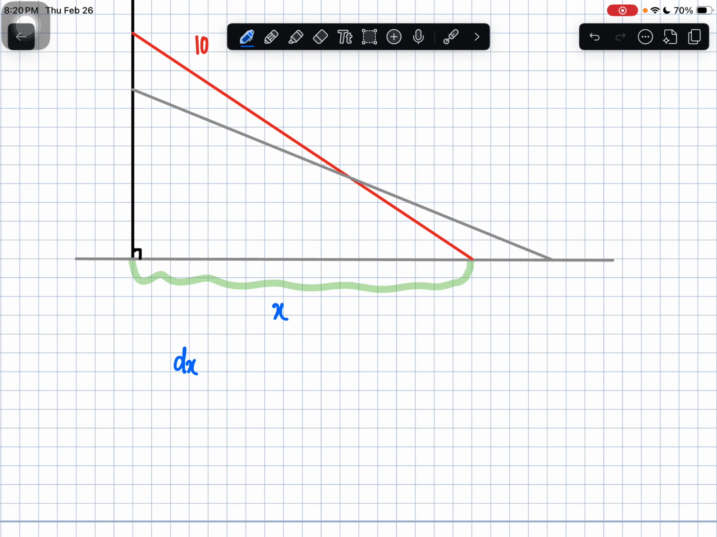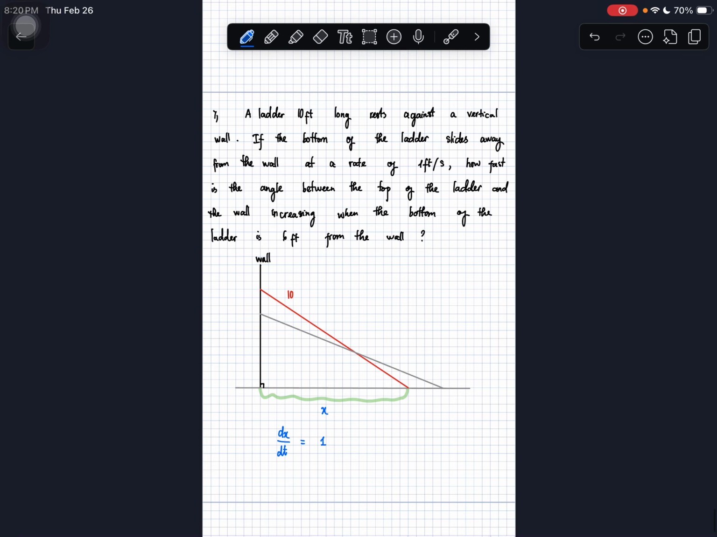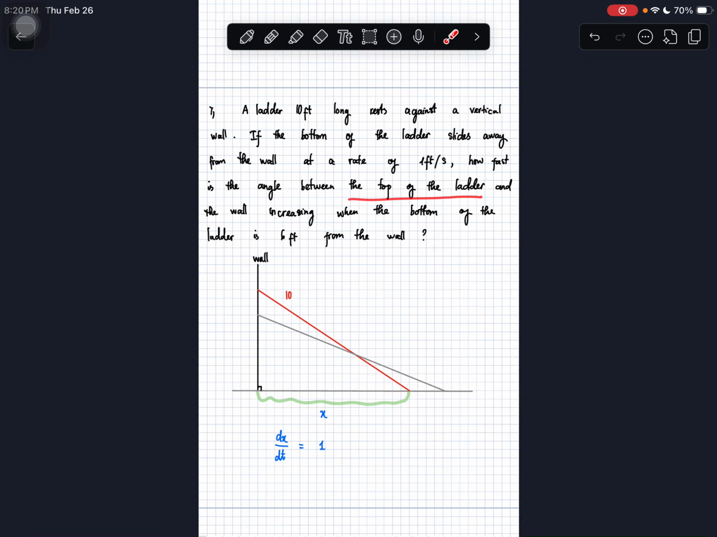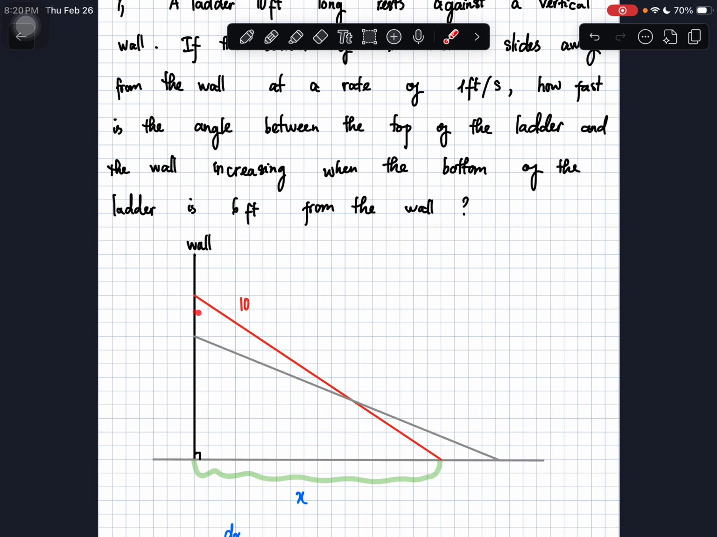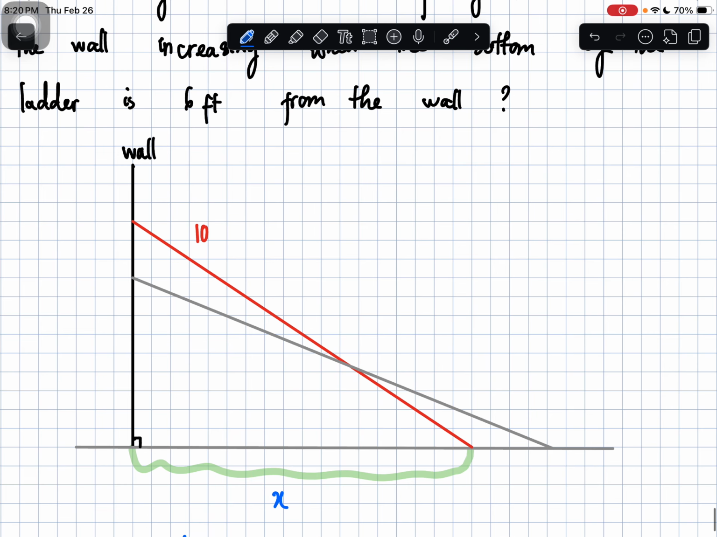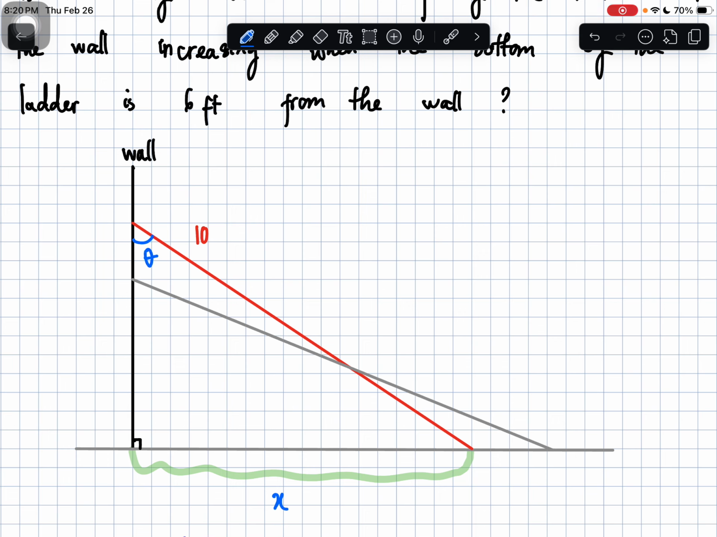dx over dt equals 1. That's what we know. How fast is the angle between the top of the ladder and the wall increasing? So this is the angle they are talking about. Let me call it theta. Theta is increasing. This angle is smaller than this angle. So the angle theta keeps increasing.